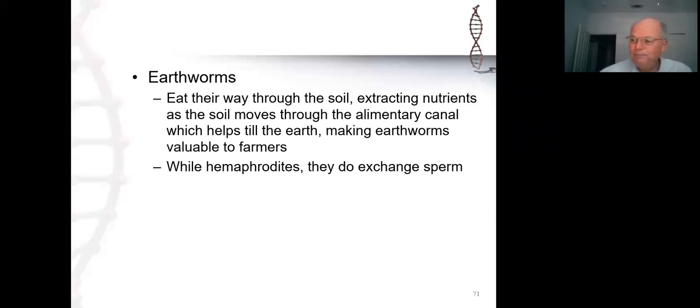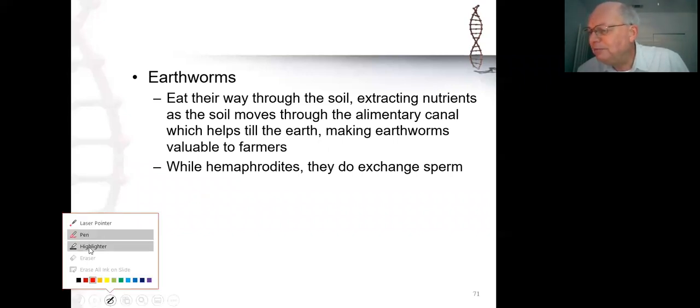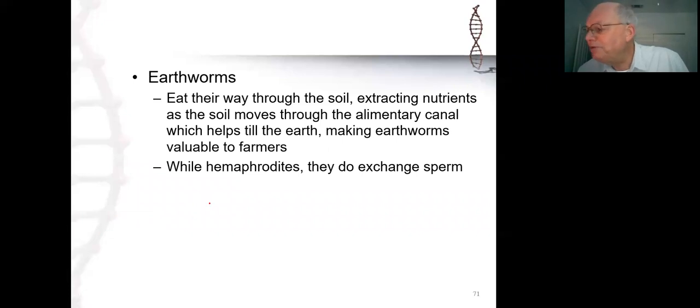Now we do know that while earthworms and annelids in general are hermaphrodites, they do exchange sperm. So the way they do this, and I'll see if I can illustrate this with a nice diagram. Here is one earthworm. And this is the clitellum.